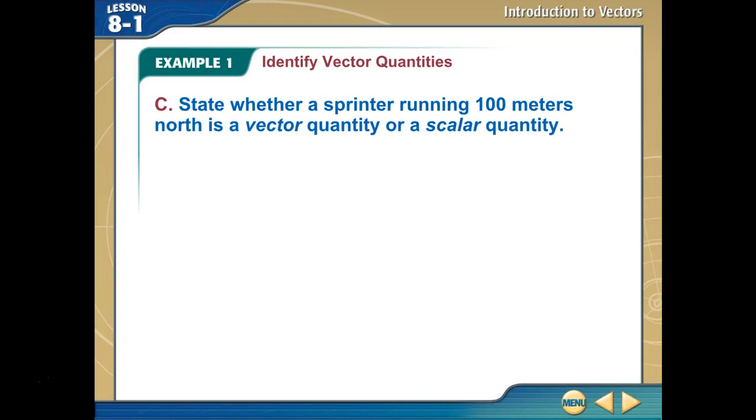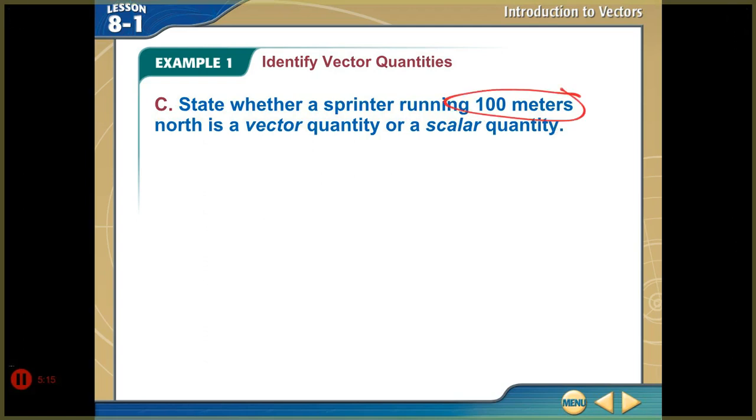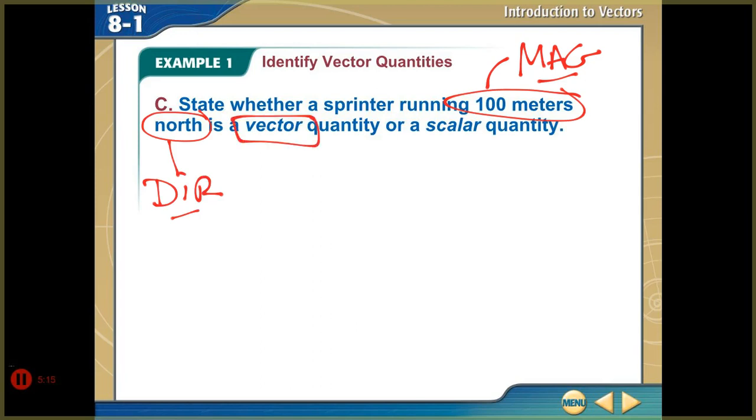All right. And then the last one, we have a sprinter running 100 meters north. Again, as we're looking at this, we're looking for magnitude, which is the size there. So there's my magnitude. And then I have a direction, which is north. So if I again have a magnitude and direction, I have a vector and not a scalar value.